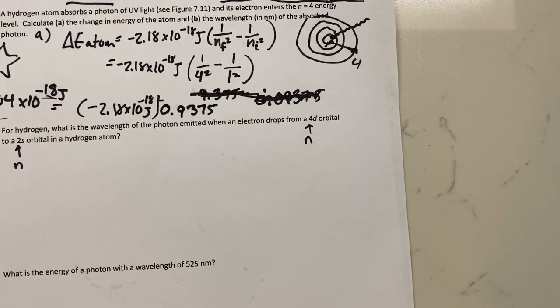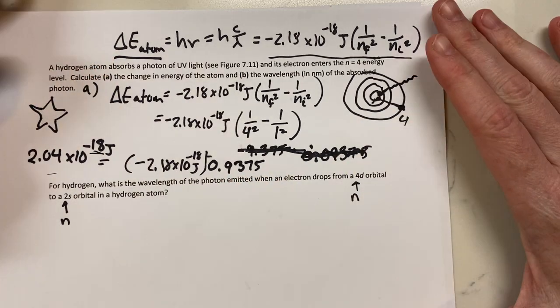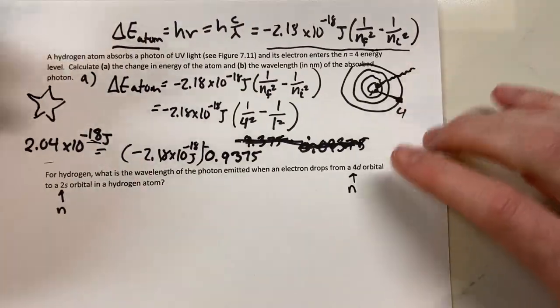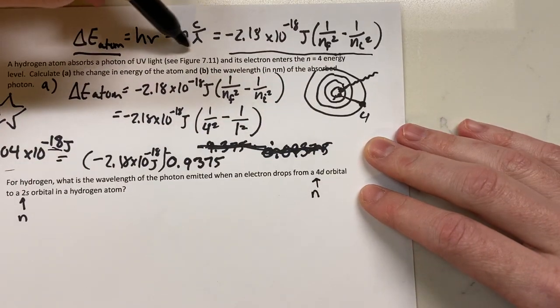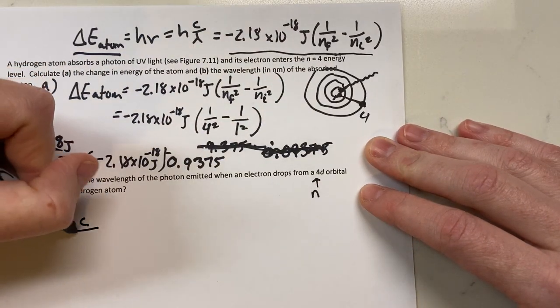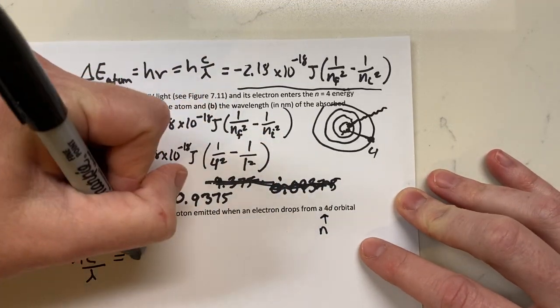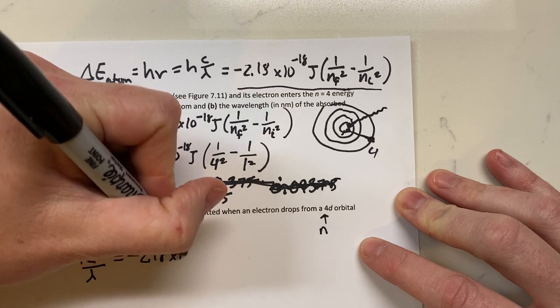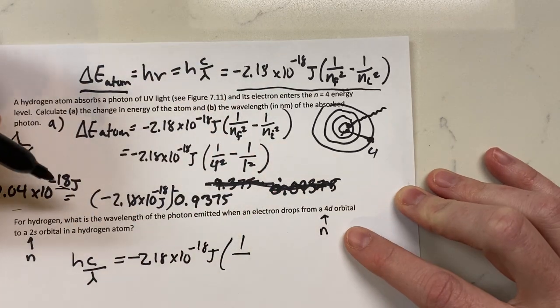All right, let's go back to this one. We've got the wavelength of a photon emitted, et cetera. So we're looking at wavelength, which is hc over lambda. That's that part of the master equation. And we've got some n's. Equals negative 2.18 times 10 to the negative 18 joules times 1 over n final squared minus 1 over n initial squared.